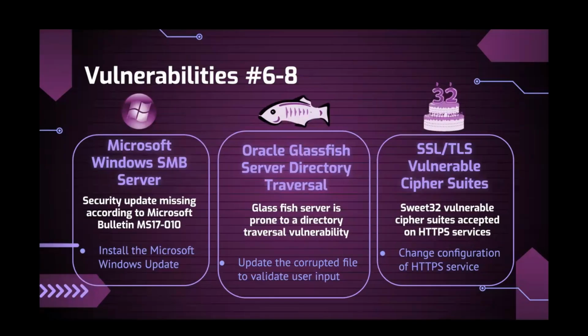Thanks, Galen. I'm Cassidy. I'm going to be going over vulnerabilities 6 through 10. So starting off, OpenVAS found that there was a critical security update missing in relation to the Microsoft Bulletin MS17-010. This bulletin discussed multiple vulnerabilities in the server message block, or SMB protocol. Exploitation of this vulnerability could allow access to attackers to execute malicious code or find confidential information from the server.